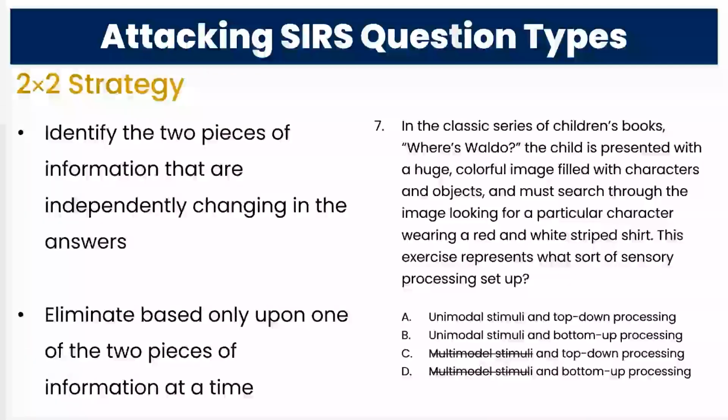Up next, the most common question type on the MCAT, the 2x2. And I'm sure you've seen these in your studies so far. They're basically giving your answer choices, which are combinations of two different things. Like in this case, it's uni versus multimodal and top-down versus bottom-up processing.